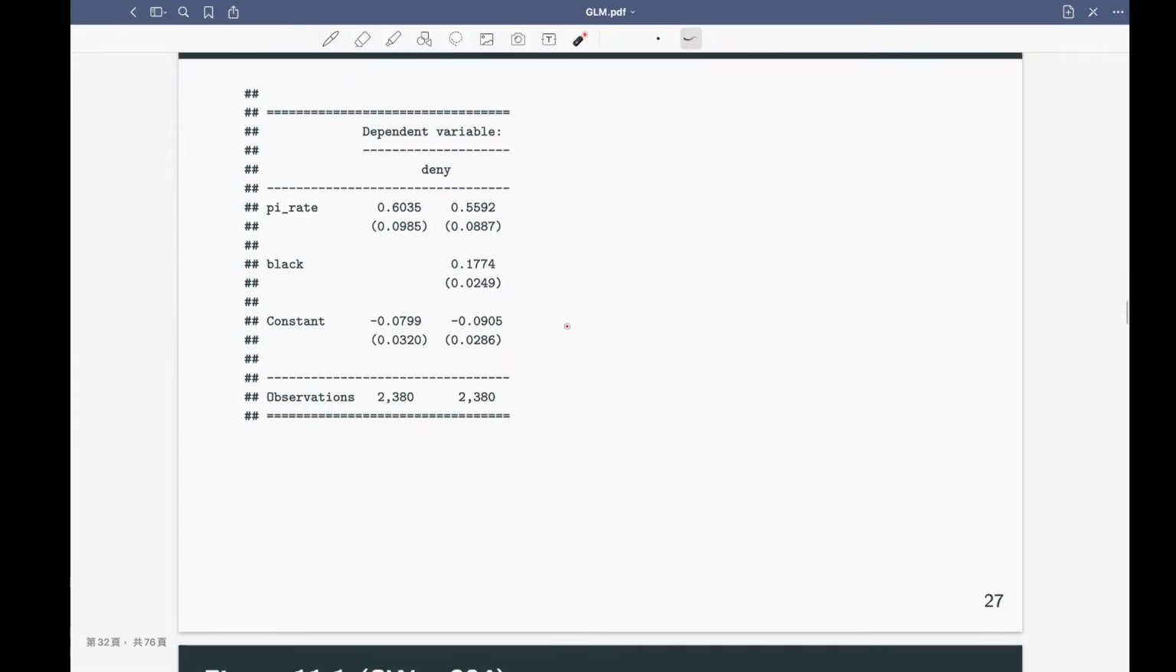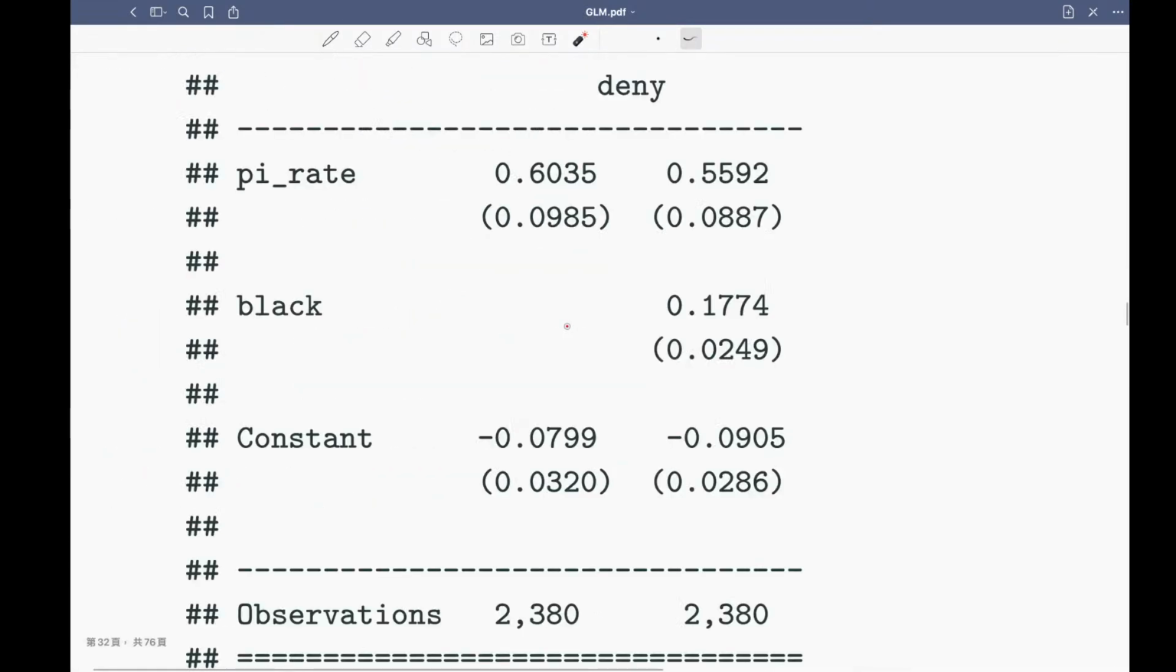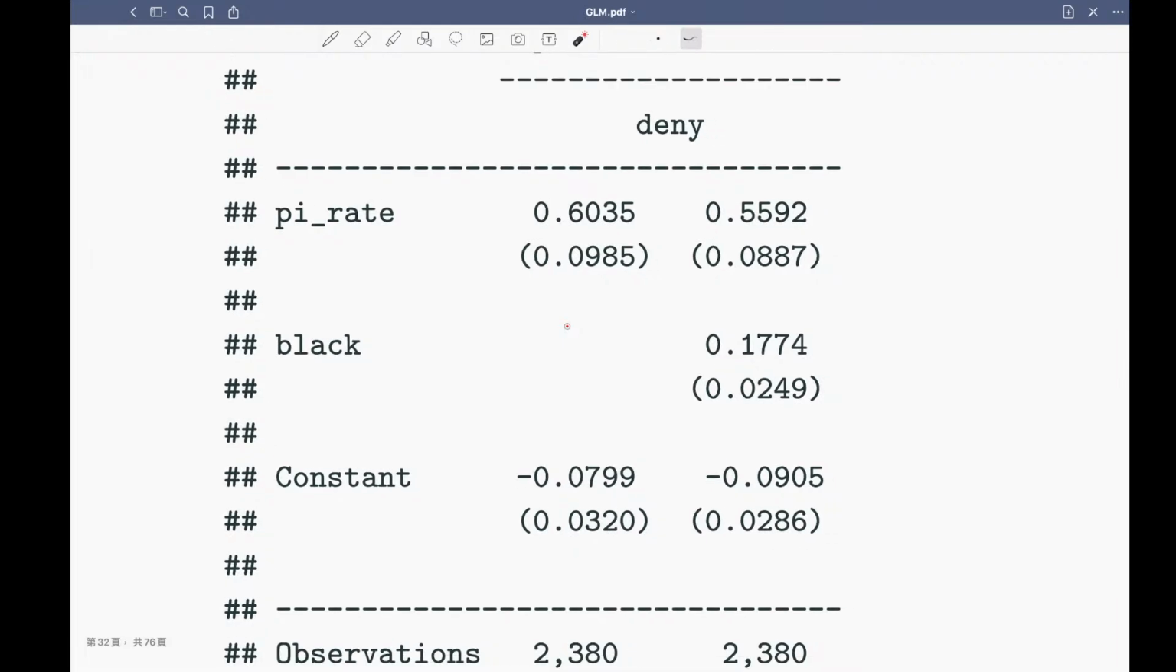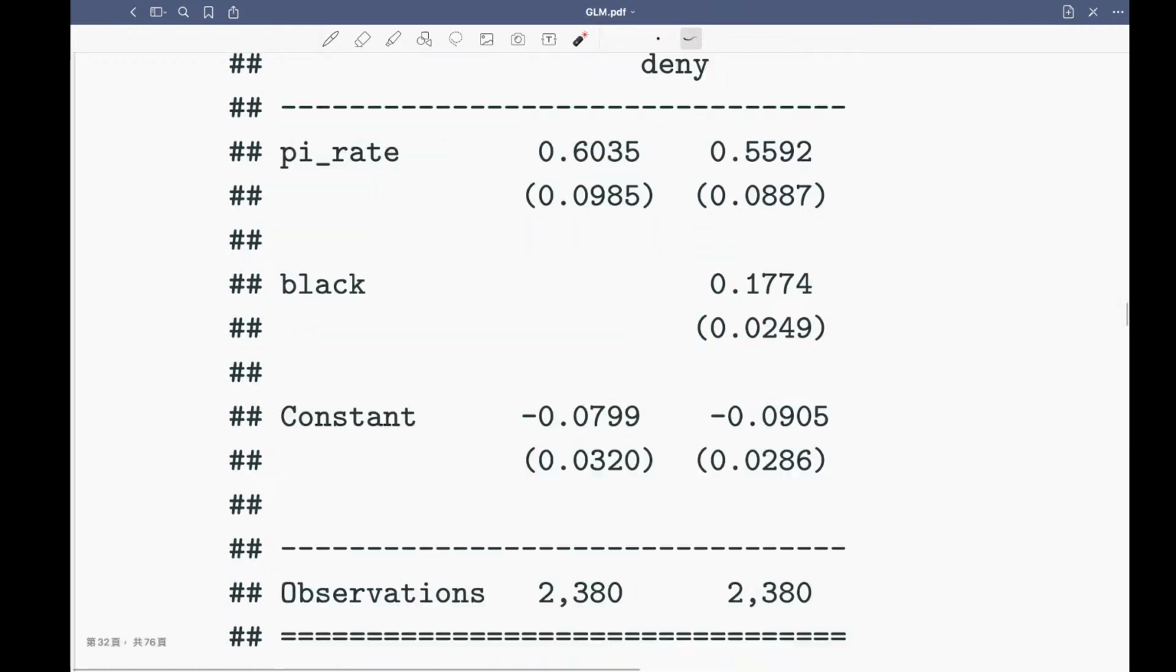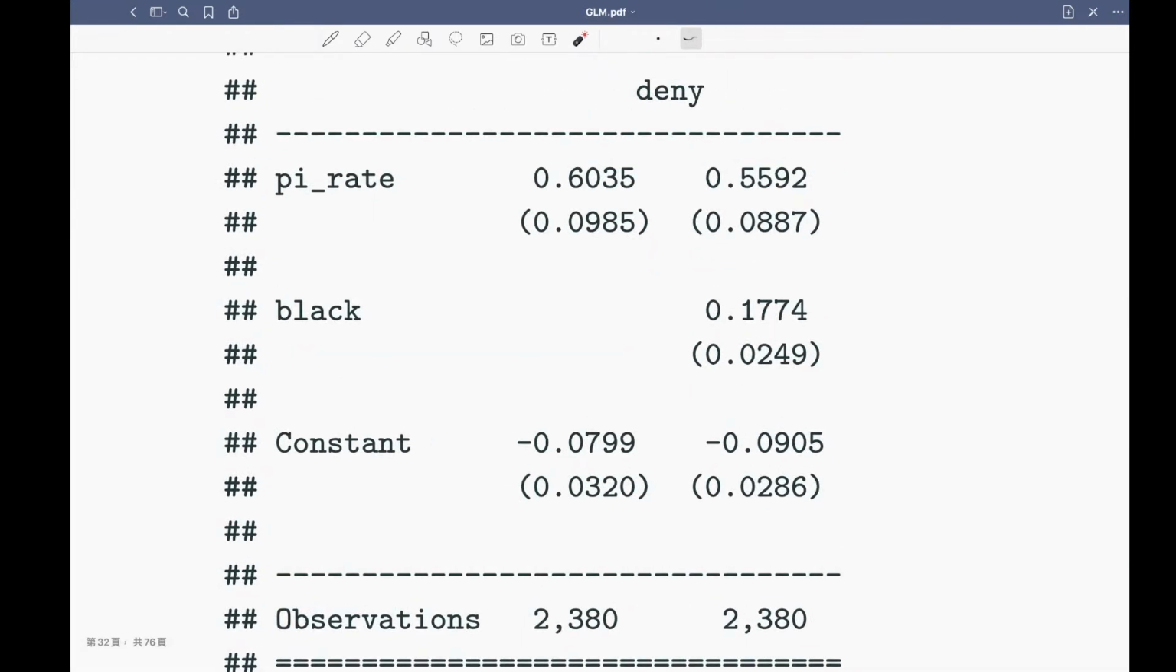So here we can see that if we use one regressor, this estimation is significant. If we use two regressors, all regressors are also significant. So maybe we can use this second model to do our analysis.